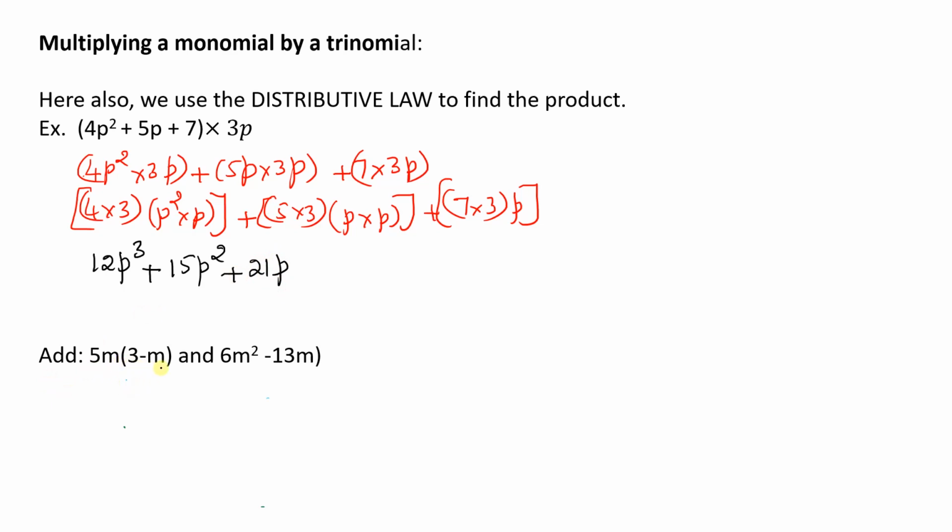5m into 3 minus m and 6m square minus 13m. We need to add. First we have to simplify these two. 5m into 3 minus m. So 5m into 3 is 15m and 5m into m is 5m square, minus 5m square. And 6m square minus 13m. So we have to add these two binomials.